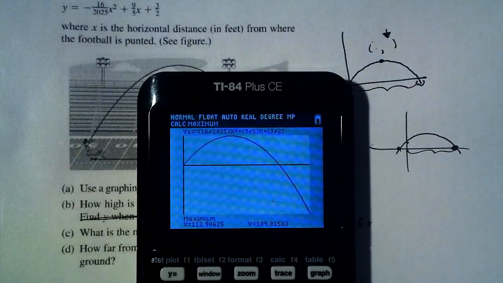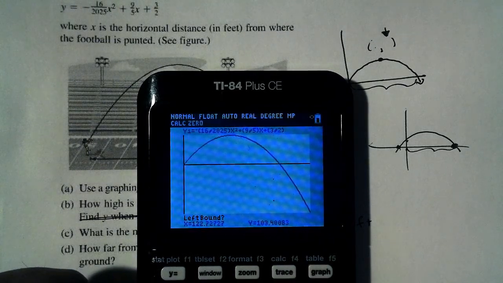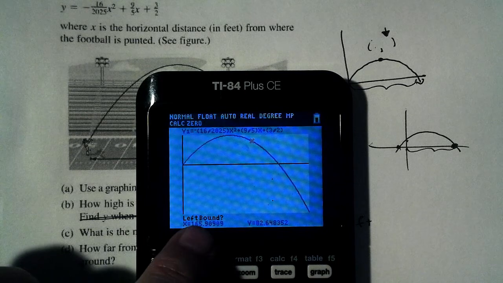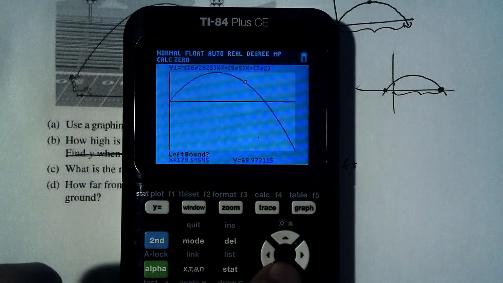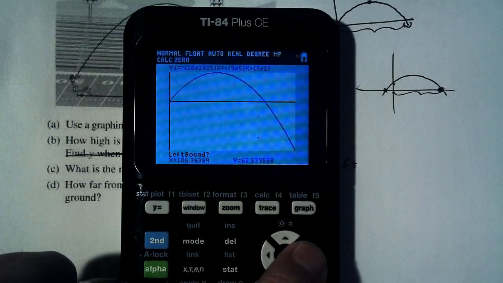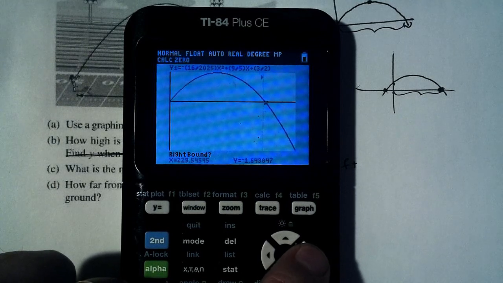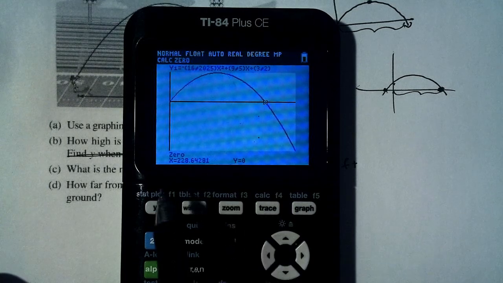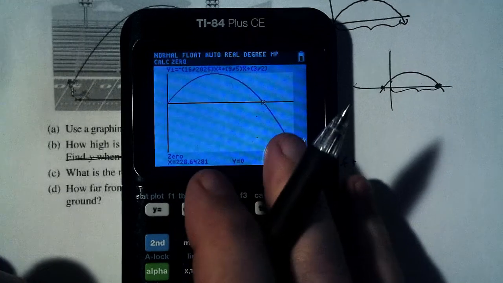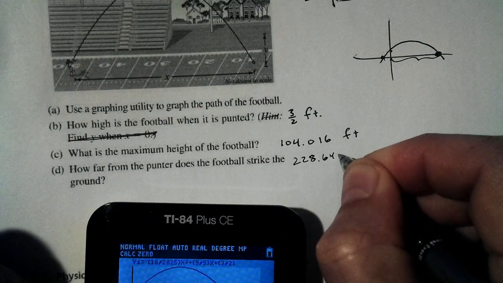Let's go second calc, 0. I'm going to stay to the left of the 0 because it's asking me for a left bound. Cursoring over. Notice cursoring up and down doesn't do anything. You always traverse the graph with right or left. Stay to the left, but get close. Enter. Get on the other side. Enter. Guess? Nope. Just tell me. Y value 0. The x is 228.642, .643 if we round it.